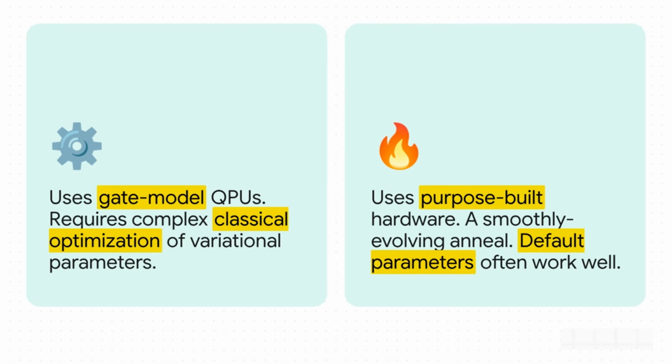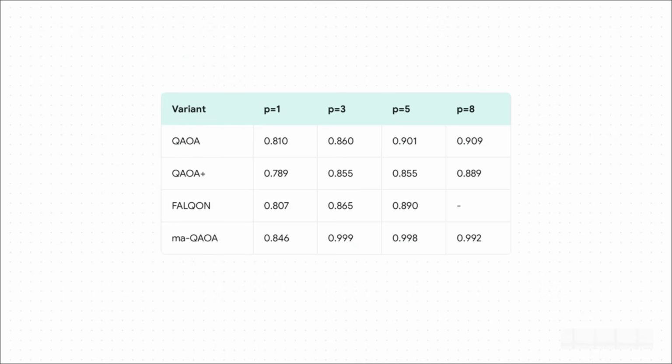But to get around these challenges, researchers are getting incredibly creative. This table just shows a few of the different flavors of QAOA that people are developing. Each one uses a slightly different trick or strategy to try to boost performance and be more efficient. It's a field that is moving and changing incredibly fast.